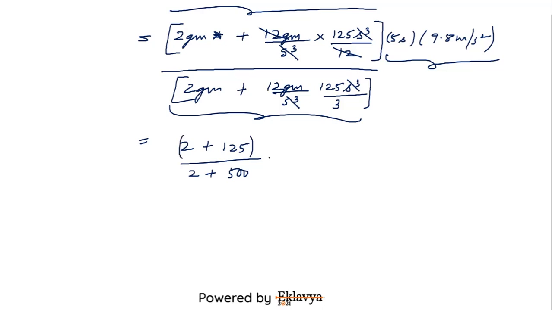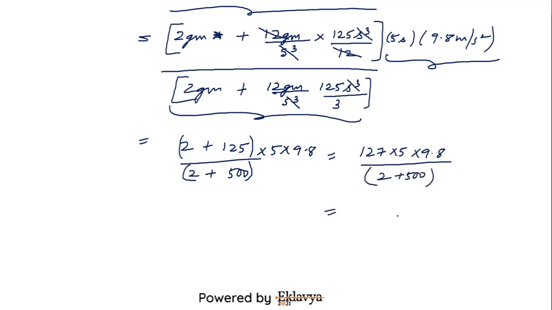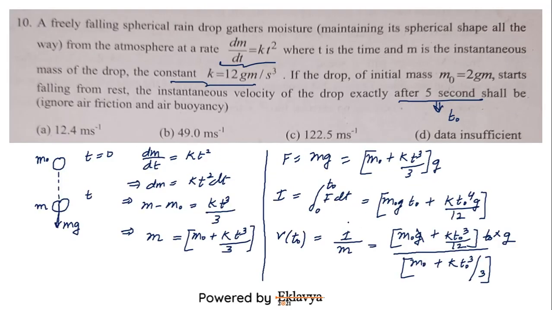We are left with 5 into 9.8. So this gives us 127 into 5 into 9.8 divided by 2 plus 500. So this will become equal to 12.4 meter per second, which is one of the options, I believe. So option A will be the correct one here.